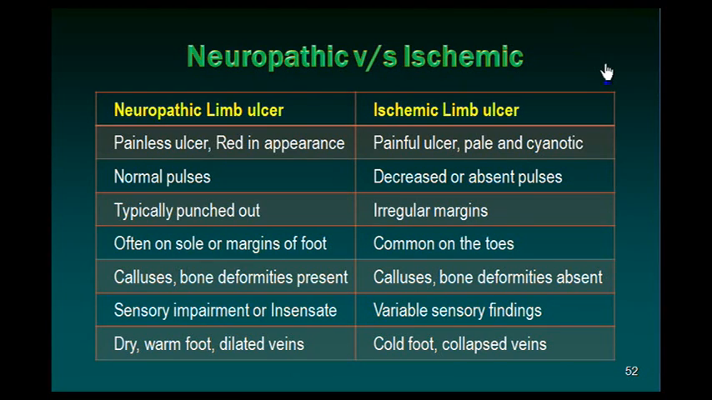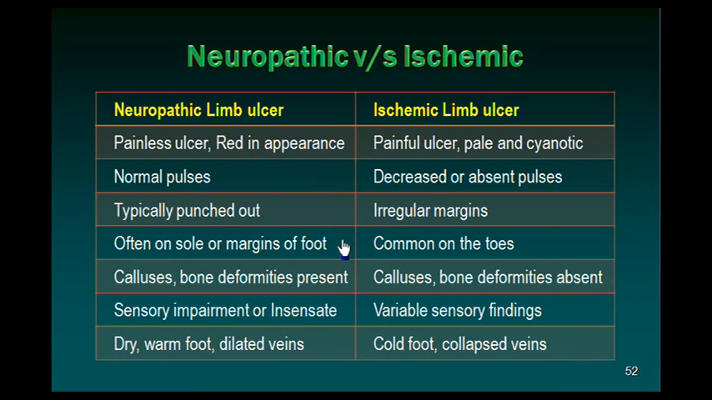Can we differentiate a neuropathic ulcer from an ischemic ulcer based on the presentation? This summary table tells us how the neuropathic limb ulcers differ from the ischemic limb ulcers. Neuropathic limb ulcers: painless ulcer, red in appearance. Ischemic limb ulcer: painful ulcer, pale and cyanotic. Neuropathic limb ulcer: normal pulses. Ischemic limb ulcer: pulses are decreased or absent. Neuropathic limb ulcer: typically punched out. Ischemic limb ulcers: they have irregular margins.